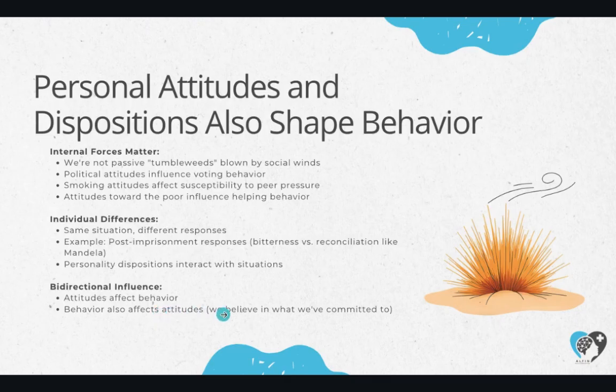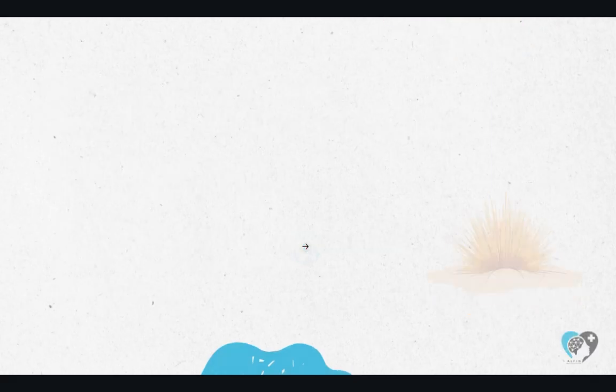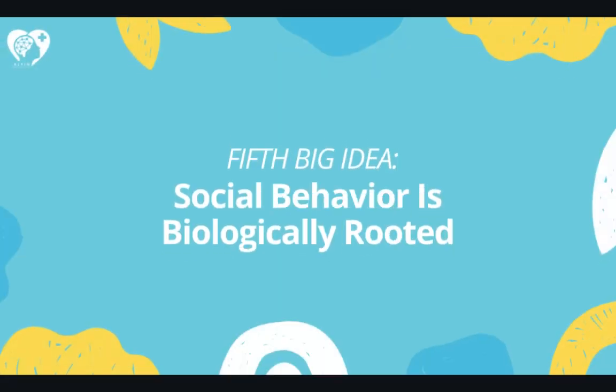We tend to believe in what we've committed to. And this also emphasizes that attitudes and situations interact rather than operating independently. And understanding the relationship between the two is very crucial in predicting and explaining behavior, which is a major goal in psychology, by the way. Remember the 4 major goals of psychology? You don't remember anymore? Okay, we'll review it.